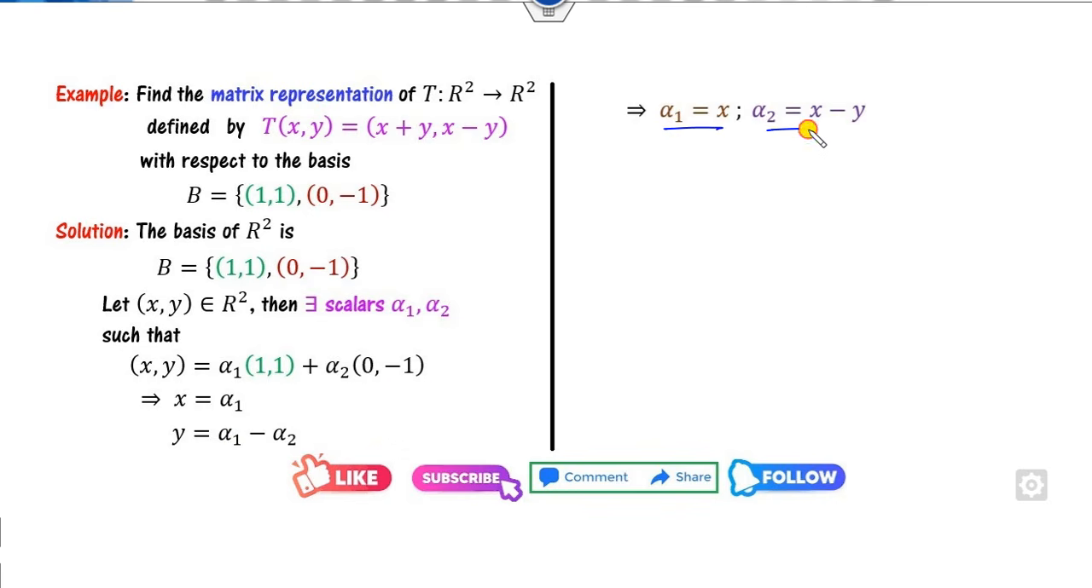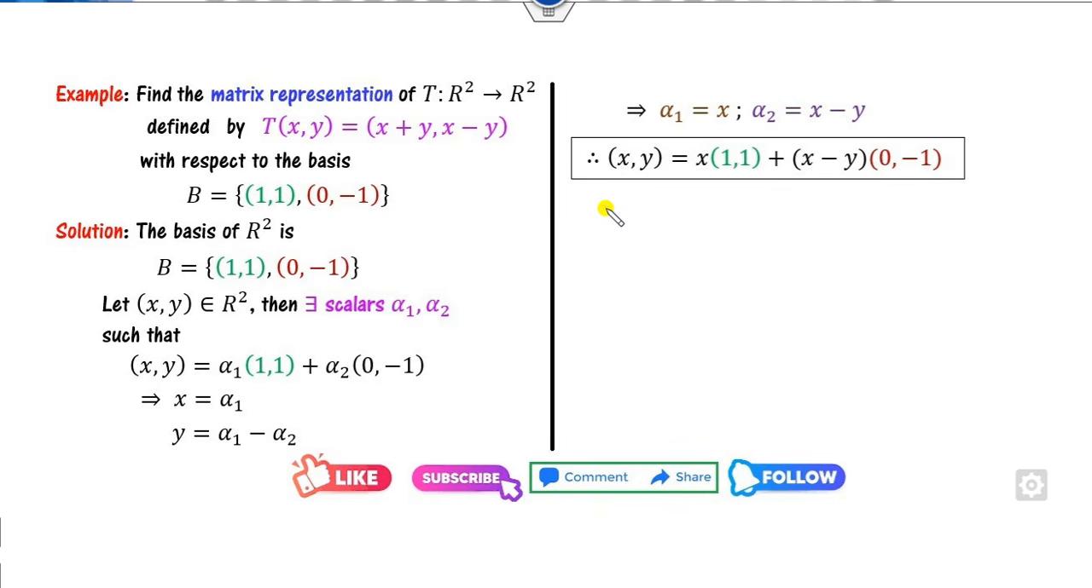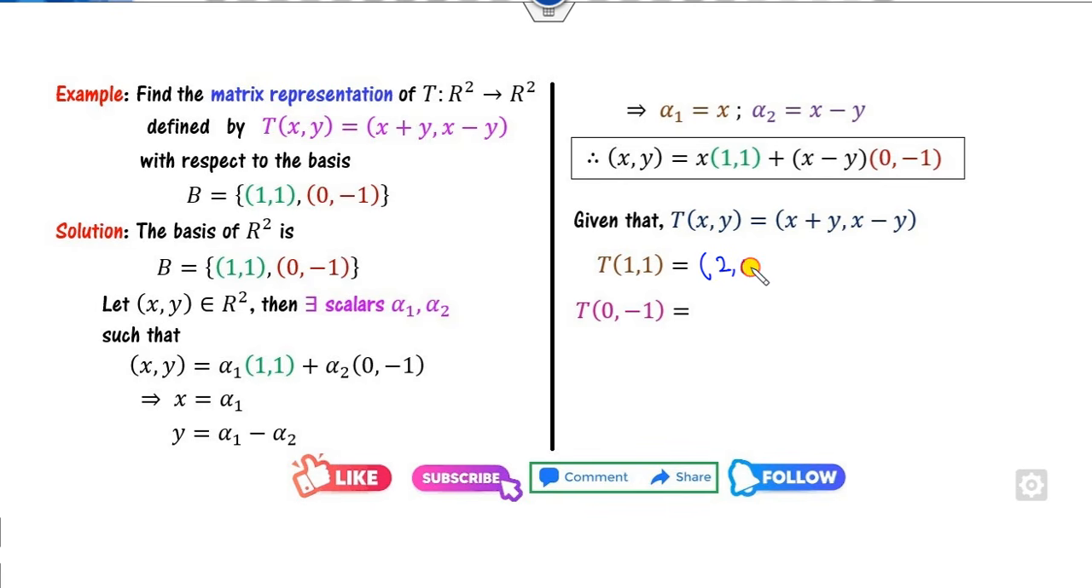Now once you know the value of alpha 1 and alpha 2, substitute this value in this case, you will get this transformation. Now given that T of x comma y is x plus y, x minus y, therefore my target is to find the values at these bases. What is the value of T of 1 comma 1? It is 2 comma 0, and it is my minus 1 comma plus 1. Now I can write this in the form of this. This is the x, this is y.